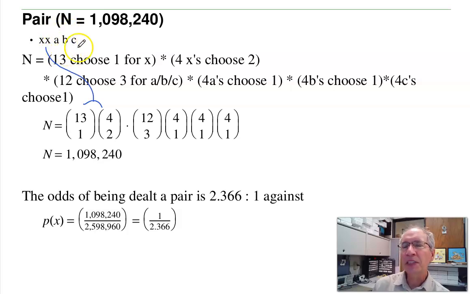A, B, and C have the same frequency, so I need to do those together. There are 12 other values, choose 3. That pulls out A, B, and C. 4 A's, choose 1. There's 4 B's, choose 1. 4 C's, choose 1. Multiply all that out, I get 1,098,240, just what Wikipedia had.